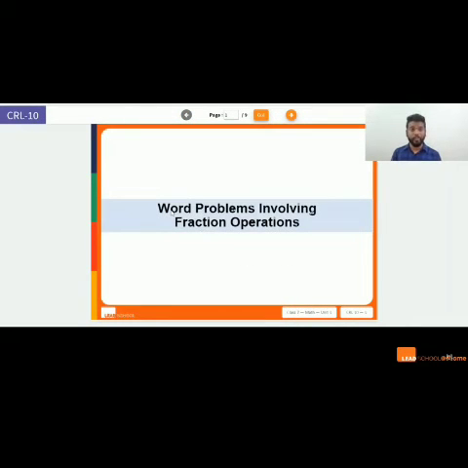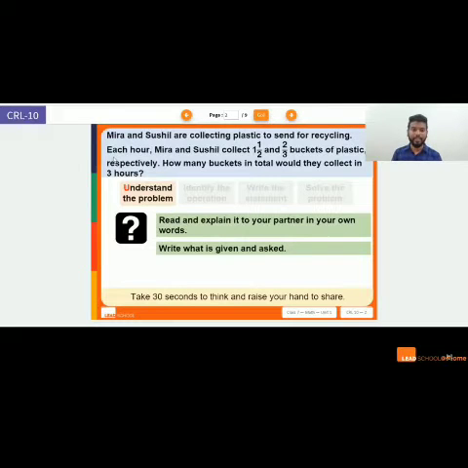So we will see how to solve word problems involving fraction operations. Let us read the question together. Meera and Sushil are collecting plastic to send for recycling. Each hour, Meera and Sushil collect 1.5 and 2/3 buckets of plastic respectively. How many buckets in total would they collect in 3 hours?